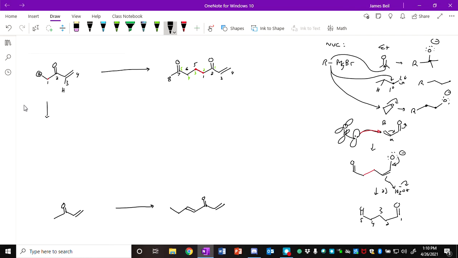I could add a very strong base like LDA. If you recall, LDA has a negative charge on a nitrogen. And so that's really a lot less stable than a negative charge shared between an oxygen primarily and a carbon through resonance. So that usually produces enolates in a forward-only equilibrium.